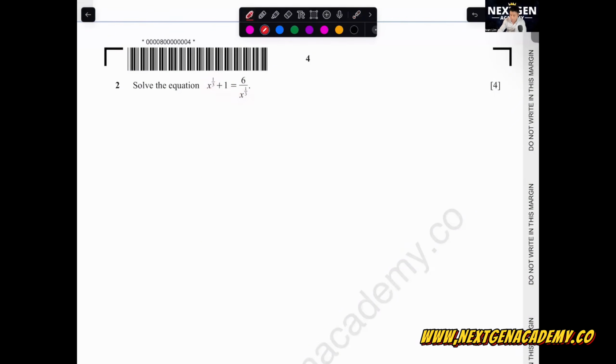So we're going to use the let method. We can write it as let any alphabet, say A equals x to the power of 1 over 3. So A plus 1 equals 6 over A. We multiply the whole equation by A, so A squared plus A equals 6. So A squared plus A minus 6 equals 0.